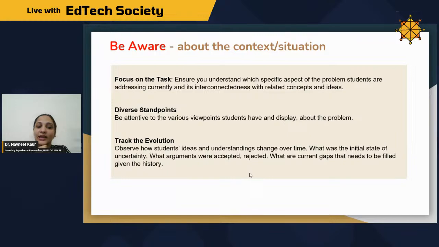And then, tracking the evolution, you have to observe how the students' ideas and understandings are changing over time. What was the initial state with which they started? What arguments were made? Which were accepted? Which were rejected? What are the current gaps that need to be filled? So you have to be very attentive to how that evolution of asking questions and finding answers is happening inside the classroom.